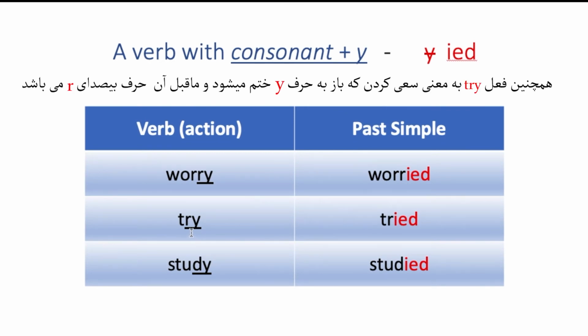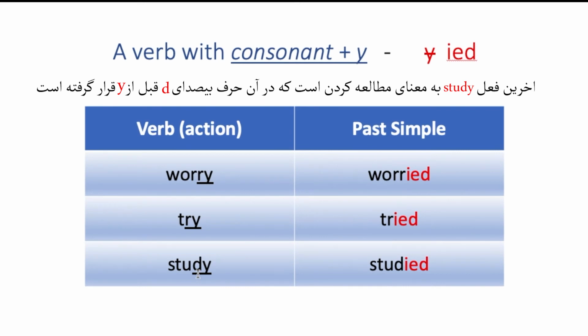Same thing for try, the last two letters are R and Y. R is a consonant, okay, and Y, so in the past, IED, tried. Again, you can see there is no Y in the past. And study, so D is a consonant, so consonant Y, so studied, IED.